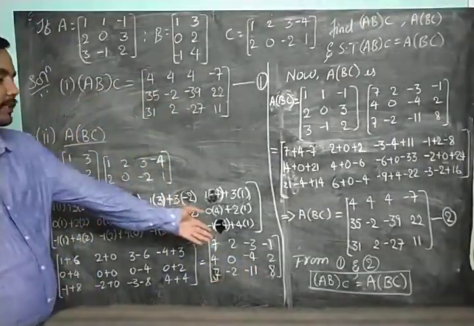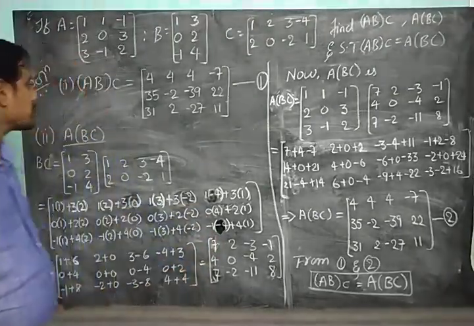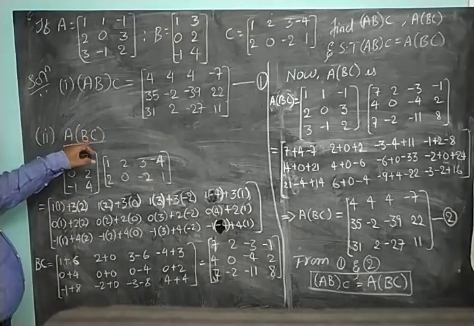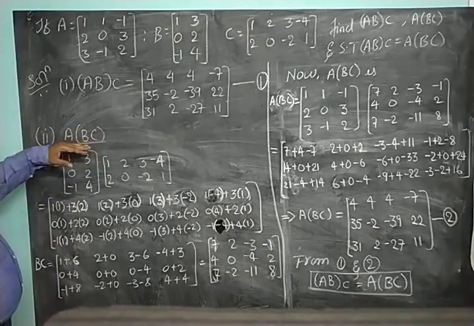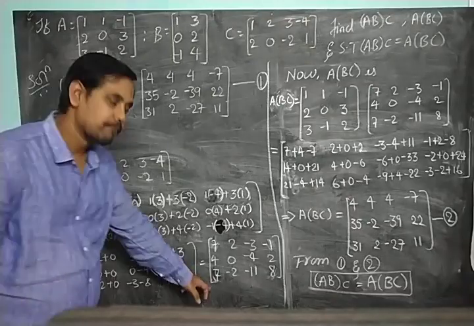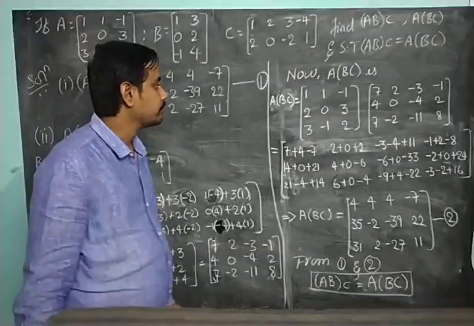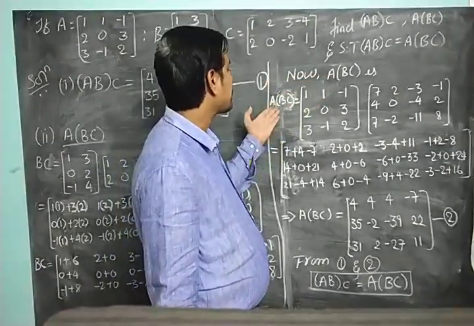If you simplify this, you will get it. So what is this value? This is the value of matrix B into C. Now in order to get A into BC, we need to multiply matrix A with this matrix. Okay. So now A into BC, what will be there?